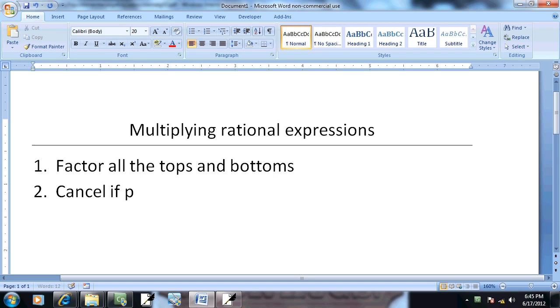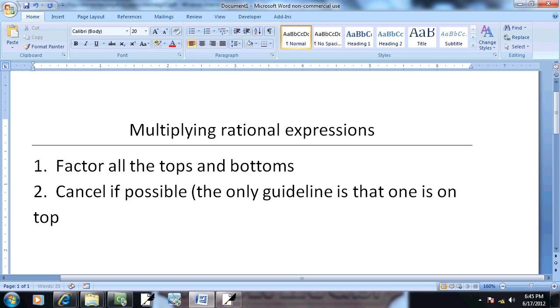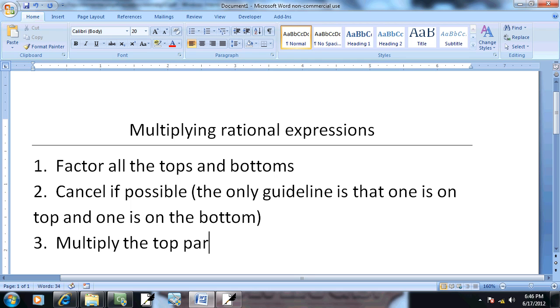Step 2, cancel if possible. And the one thing to remember with canceling is the only guideline is that one is on top and one is on the bottom. They don't have to be in the same fraction. Just as long as one's on the numerator and one's on the denominator, and they're the same, you can cancel them. And step 3, depending upon the book, either multiply the top parts together or just put them next to each other. It's basically the same idea. So multiply the top parts and the bottom parts together.